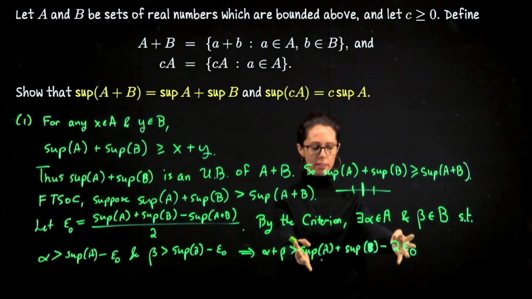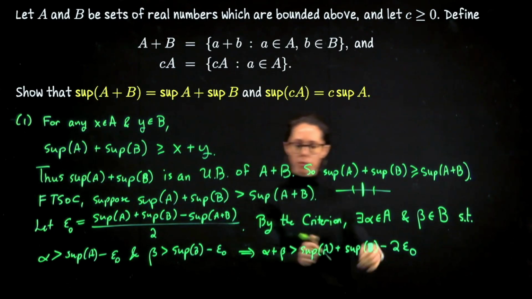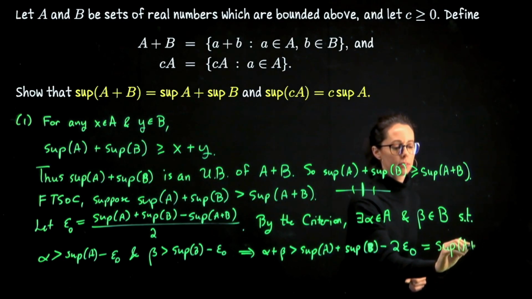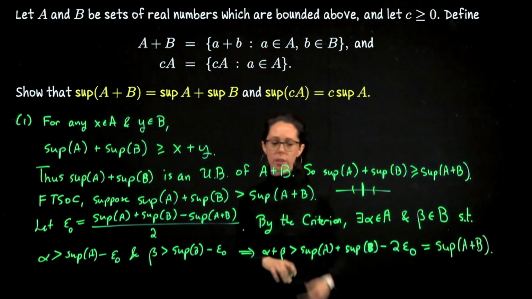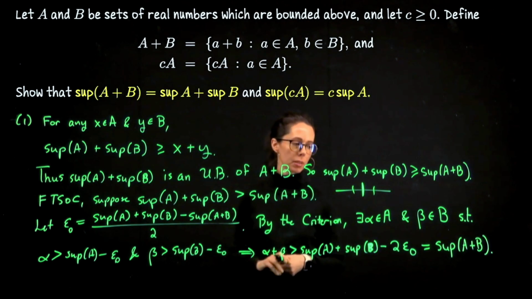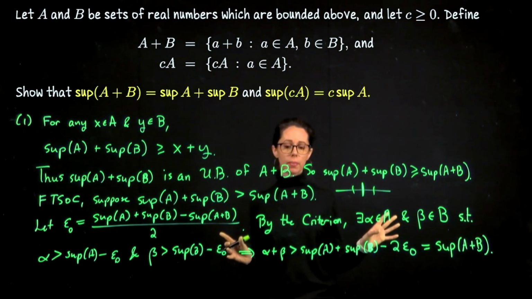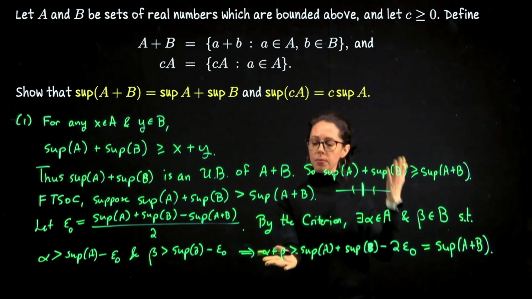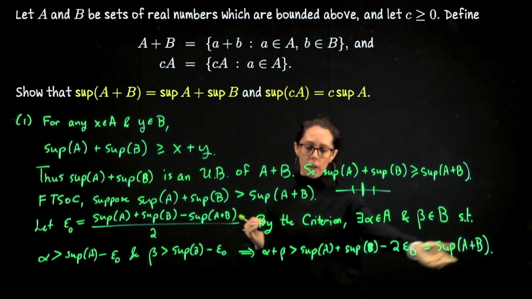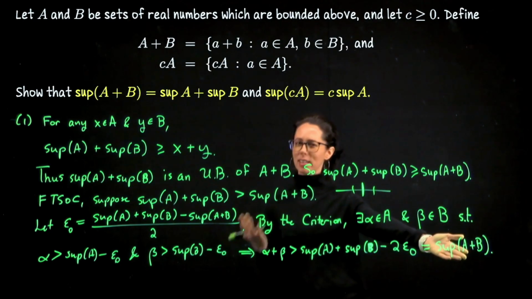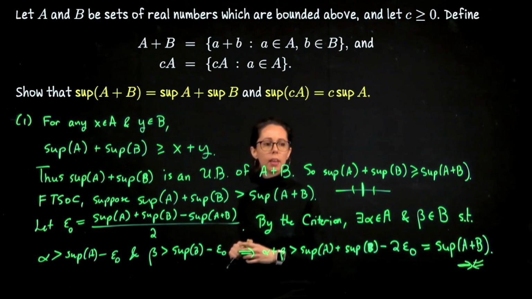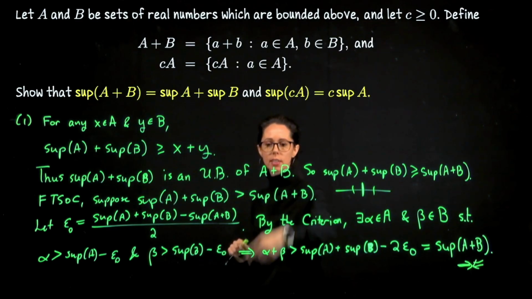Basically, using this equality, you can replace this right-hand side with the sup of A plus B. Literally, sup of A plus sup of B minus twice the special epsilon equals the sup of A plus B. That's a contradiction. I now have a sum of terms, so this alpha plus beta is an element in the set A plus B, and it is greater than the supremum of that set. That doesn't make any sense. So we've arrived at a contradiction. Therefore, it can't be the case that we have strict inequality.